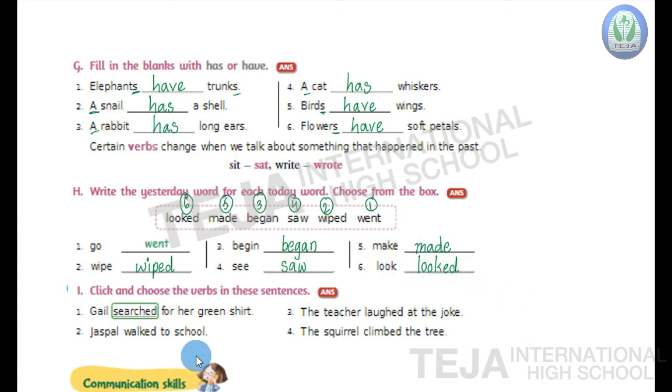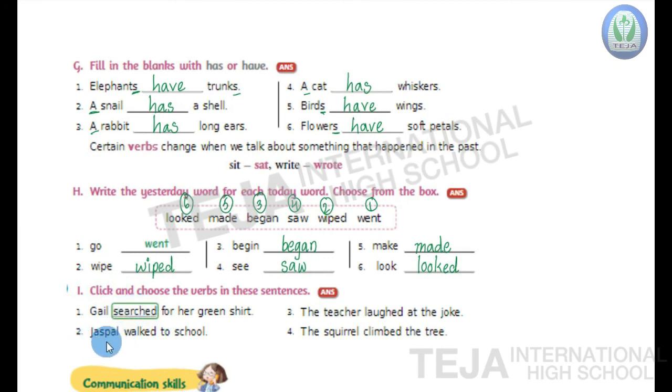Okay. Now, next bit I, children. Click and choose the verbs in these sentences. So here the sentences are given. You have to circle the verbs here. Verbs means the action words are called verbs. Here the first sentence is Gail searched for her green skirt. So here searched is the action word. So it is a verb.